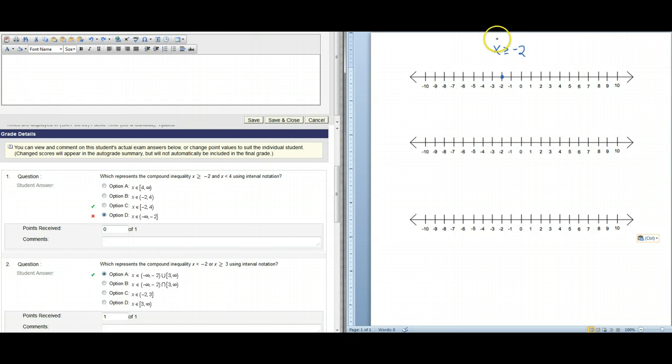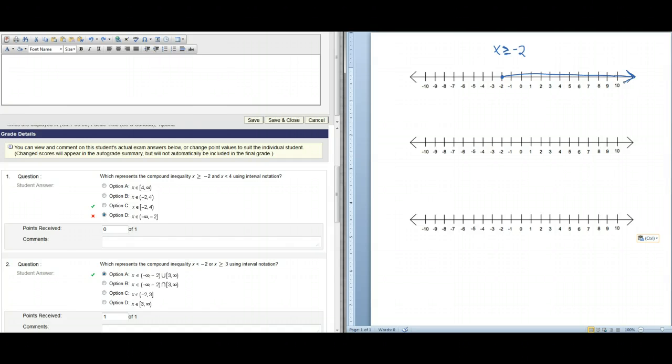This means the number's bigger than -2 because the x is on the open side. So whatever's on the open side is the bigger thing. And when it's bigger, you want to shade to the right. So we just go like this, shade to the right, okay?